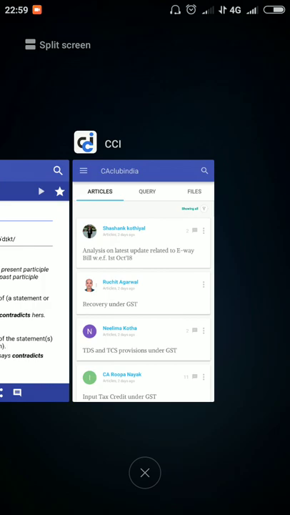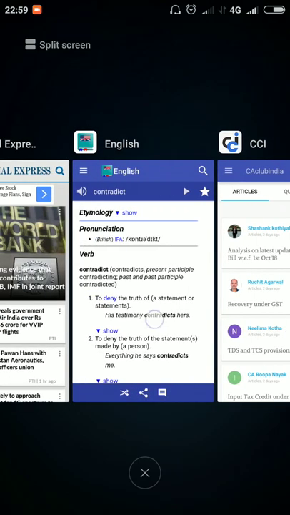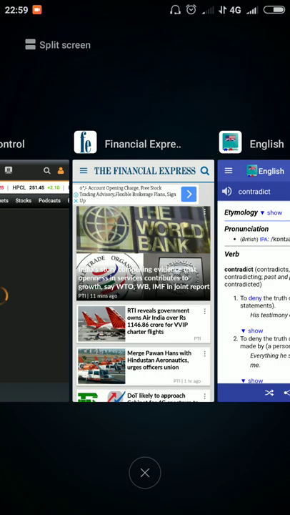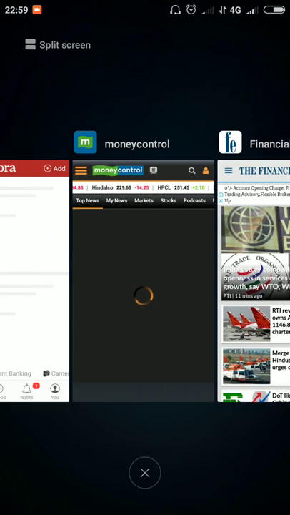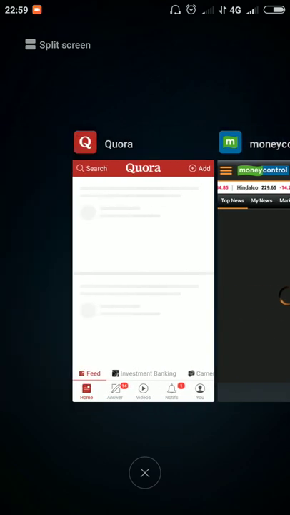Okay, so these are the top 5 applications. Just to summarize, we have CA Club India, we have English Dictionary, which is an offline dictionary, we have Financial Express, I use Money Control, followed by Quora.